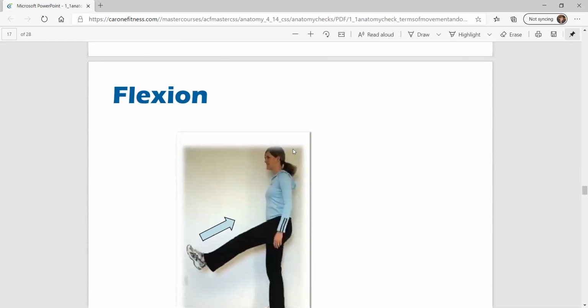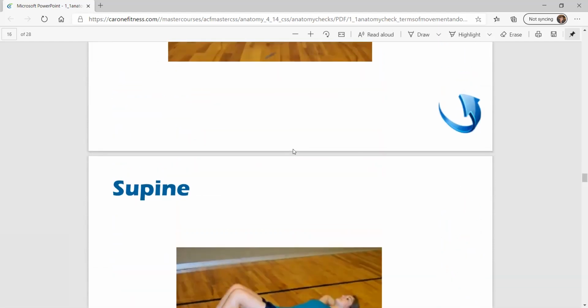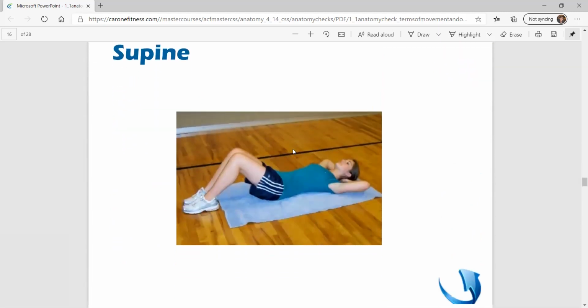You're just going to have to get used to using these words more often. I think that's the easiest way to learn.